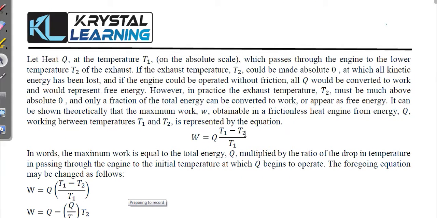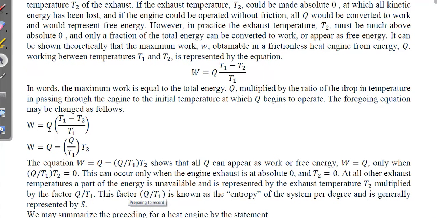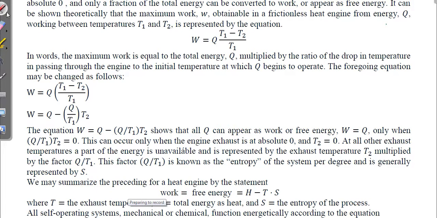So let's read a few more points. We have already seen that W equal to Q (T1 minus T2) upon T1. We will just multiply this Q with the bracket term, so T1 upon T1 cancels and it becomes Q, and minus Q upon T1 times T2. Okay. So here, if you want complete conversion of Q, then this term has to be 0. We got to know this from this equation. So this equation shows that Q can appear as work or free energy, W equal to Q, only when Q1 upon T1 into T2 becomes 0.